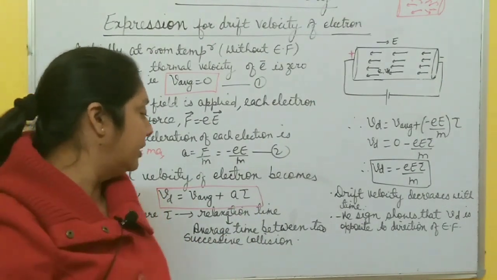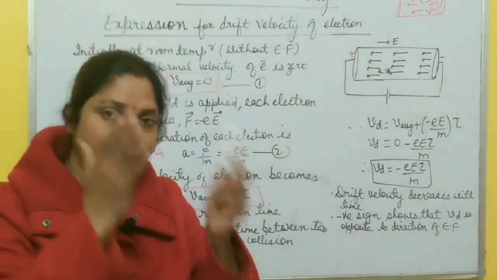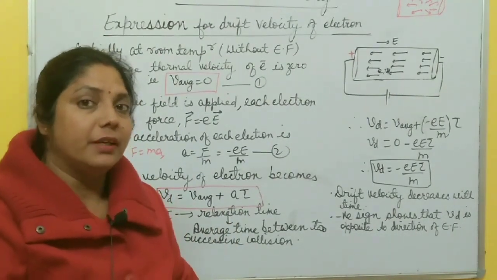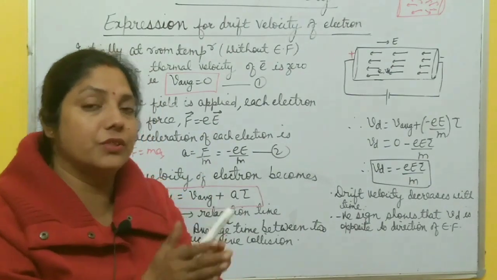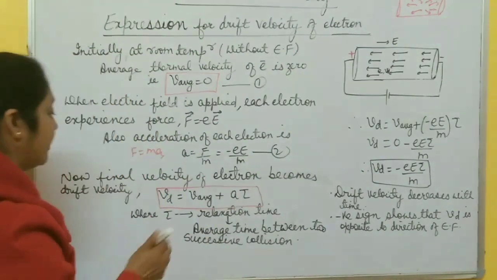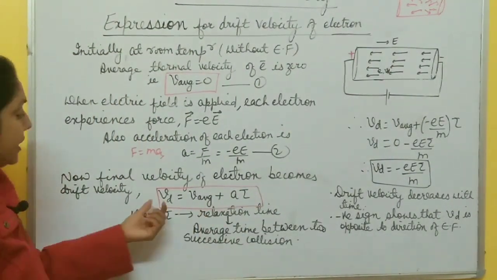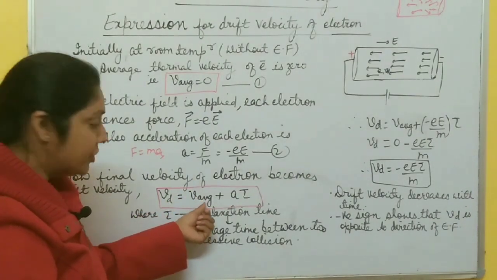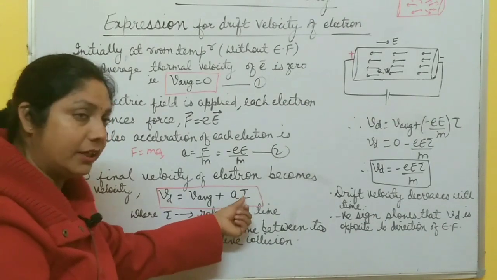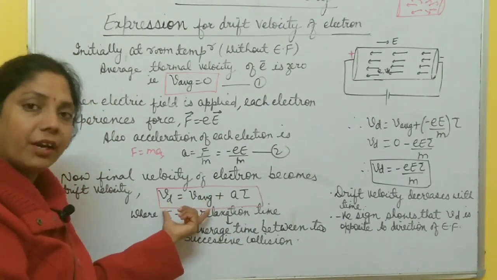Average time between two successive collisions of electrons. The time taken by an electron between two successive collisions is called relaxation time. So this is drift velocity: initial velocity V average plus final velocity is A tau.